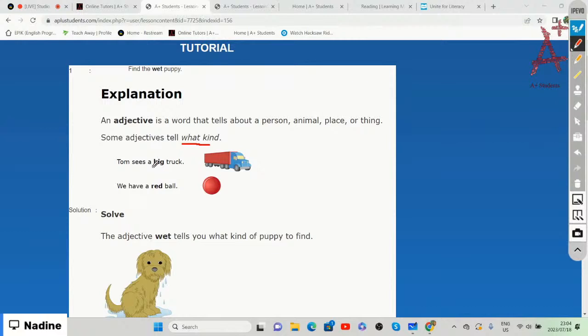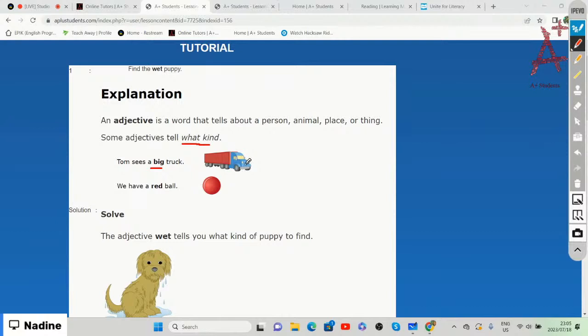So in this picture, if we look at the first picture, the example, Tom sees a big truck. So big tells us what kind of truck, a big truck. Because instead of saying that Tom sees a truck, we can say Tom sees a big truck. So it can be big truck, small truck, blue truck, red truck. But in this case, the adjective is big and it tells us what kind of truck.